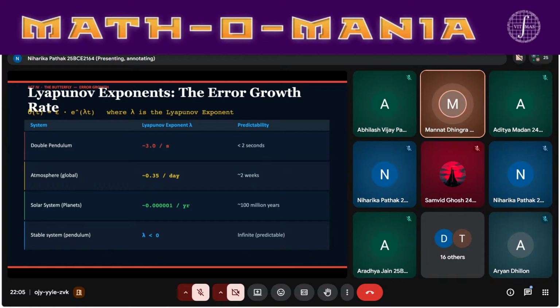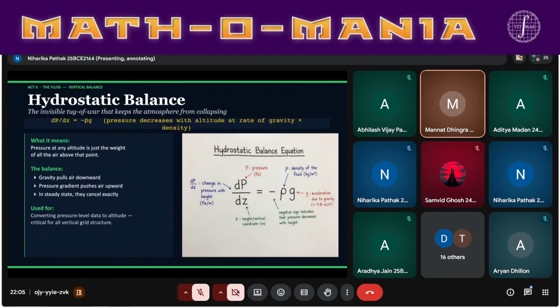So that's what the whole topic, or the whole equation, or the Lyapunov exponent, or the error growth rate means, right? So this is the basic ideology of this. Then let's go to the next equation, which is the hydrostatic balance equation.